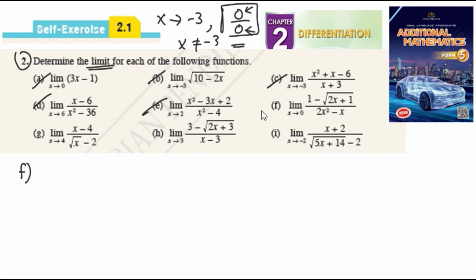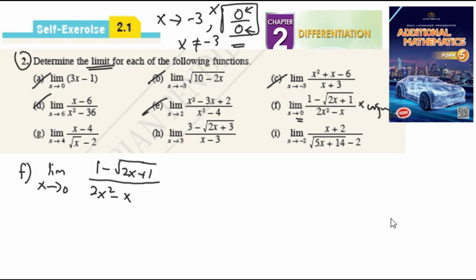Now F. If you directly substitute 0 here, you get 1 minus the square root of 1, which is 1 minus 1, equal to 0. So you have to make sure it cannot be 0 above or below. In this case, you have to multiply by the conjugate. The limit as x approaches 0 of (1 minus the square root of 2x plus 1) divided by (2x squared minus x).